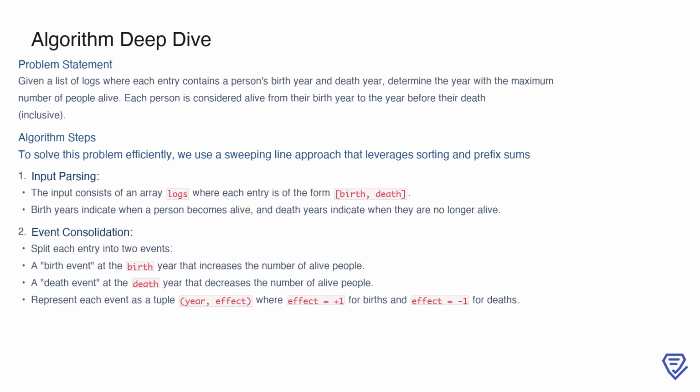The first step is input parsing, where the logs are processed as an array of birth, death pairs. Each birth year marks the beginning of a person's life, increasing the count of people alive, while the death year marks the end, decreasing it. Next, we consolidate these into two types of events, a birth event, which adds 1 to the count, and a death event, which subtracts 1. These events are represented as tuples of the form (year, effect), where the effect is either +1 for births or -1 for deaths. This setup prepares the data for efficient processing in subsequent steps.